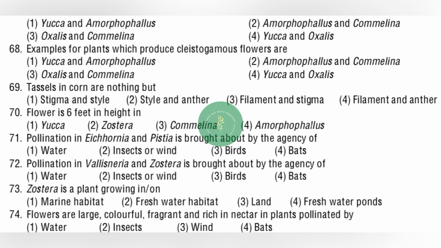Question number 71. Pollination in Eichhornia and Pistia is brought about by the agency of option number 1, water. Question number 72. Pollination in Vallisneria and Zostera is brought about by the agency of option number 1, water. Question number 73. Zostera is a plant growing in a marine habitat, option number 1. Question number 74. Flowers are large, colorful, fragrant and rich in nectar in plants pollinated by option number 2, insects.